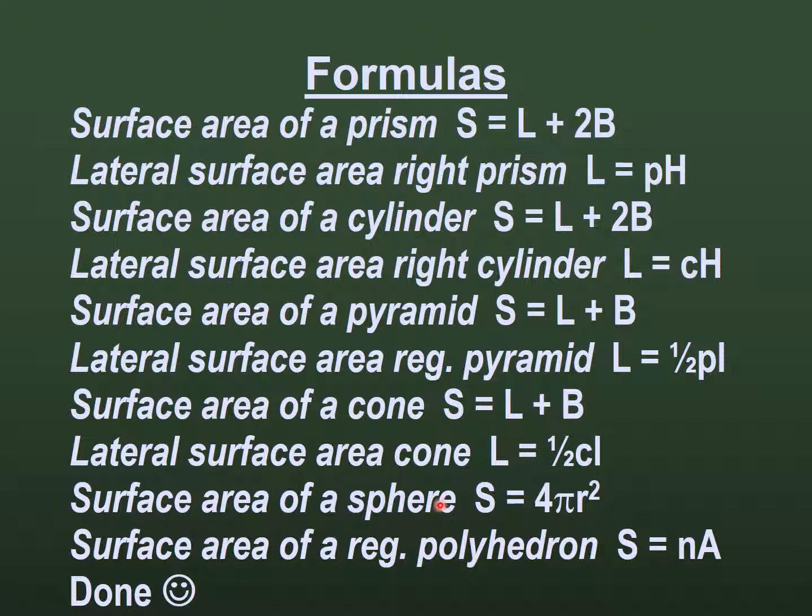And then in this lesson, we added the surface area of a sphere, which was 4 pi r squared, where r was the radius. And then we had the surface area of the regular polyhedron, which was equal to n times a, where n was the number of faces and a was the area of one of those faces. All right, go ahead and try some problems on your own.